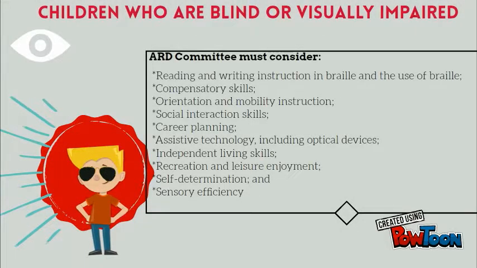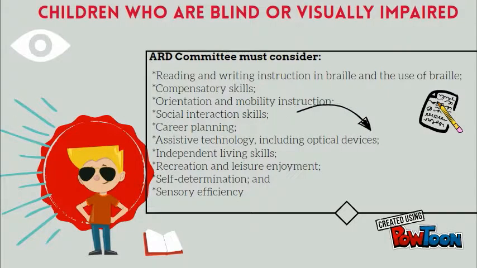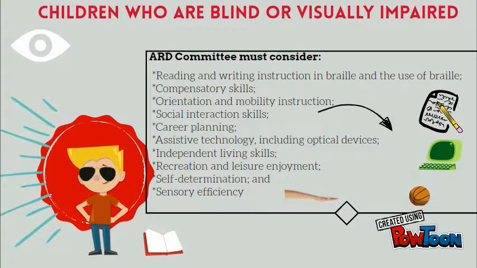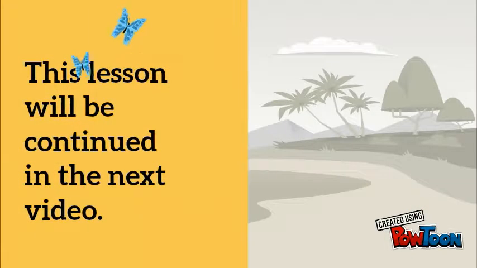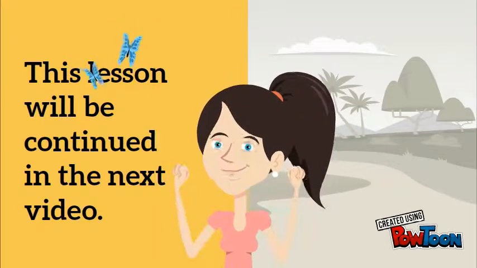Children who are blind or visually impaired: the ARD committee must consider reading and writing instruction in Braille and the use of Braille, compensatory skills, orientation and mobility instruction, social interaction skills, career planning, assistive technology including optical devices, independent living skills, recreation, leisure enjoyment, self-determination, and sensory efficiency. This lesson will be continued in the next video.